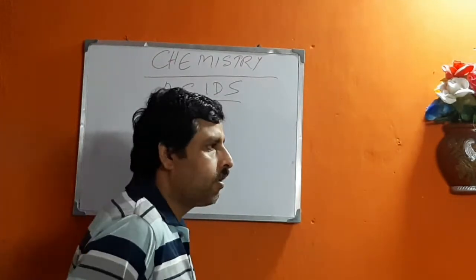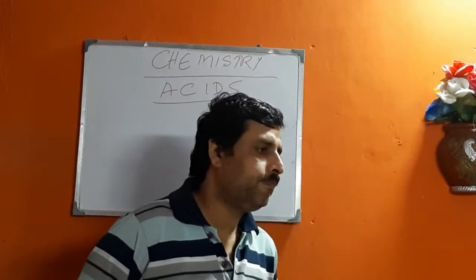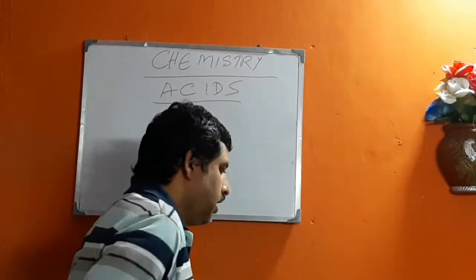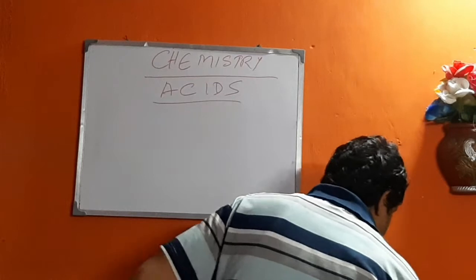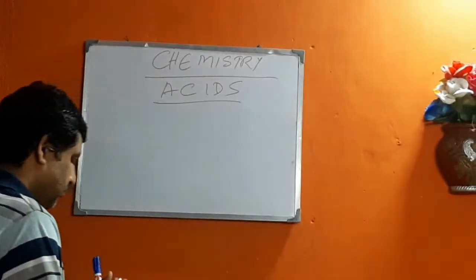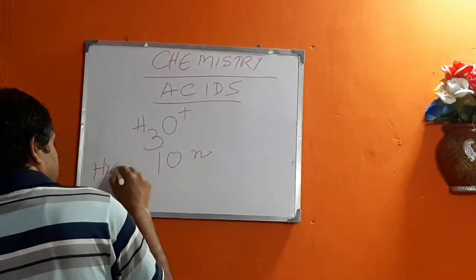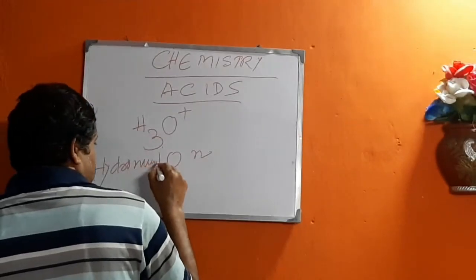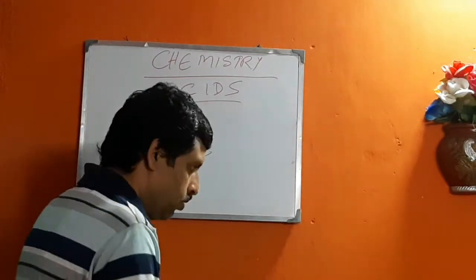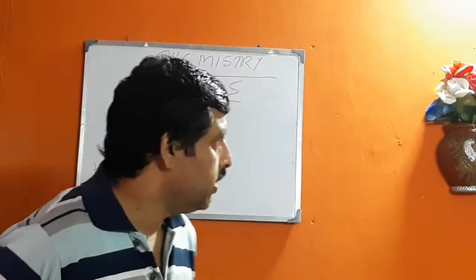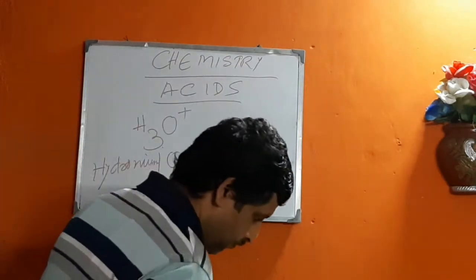So, before I move into the next chapter, on acids, the definition I have already discussed: an acid is a chemical compound which gives hydronium ion, H3O+, as the only positive radical. So the chemical compound which, dissolved in water, gives the hydronium ion as the only positive radical is called an acid. That I have already discussed.